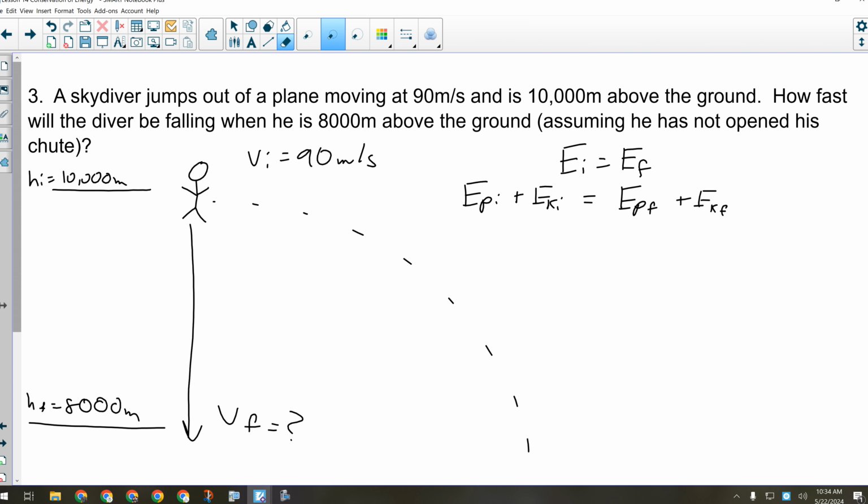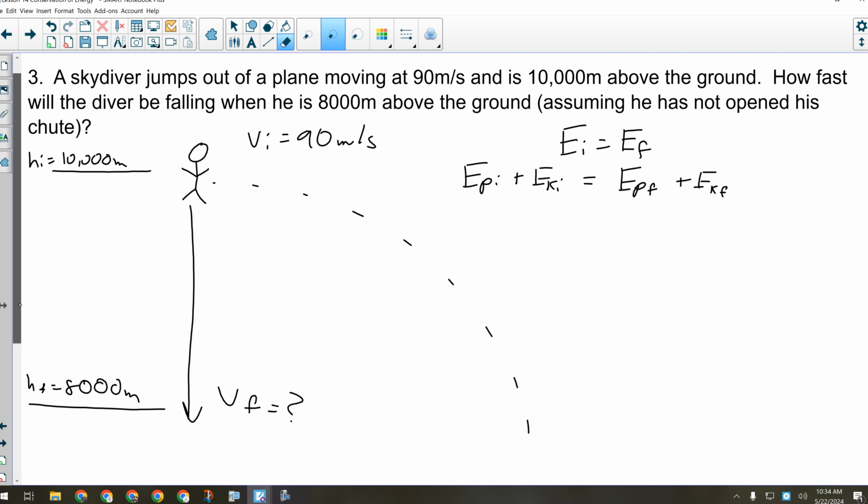Are any of those zero in this situation? They are not. We initially have potential energy, lots of it, 10,000 meters above the ground. Initially have kinetic energy, lots of it, moving at 90 meters per second. We have potential energy at the end, still 8,000 meters above the ground, and we still have final kinetic energy, we're looking for final speed. We're obviously going to be moving if we're still 8,000 meters above the ground. So we can't cancel any of those.